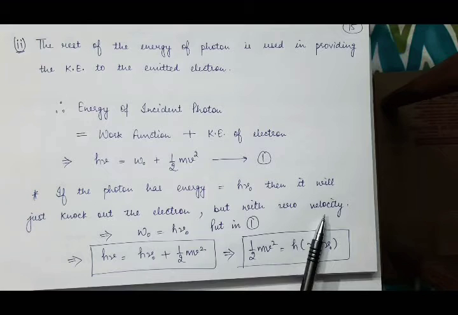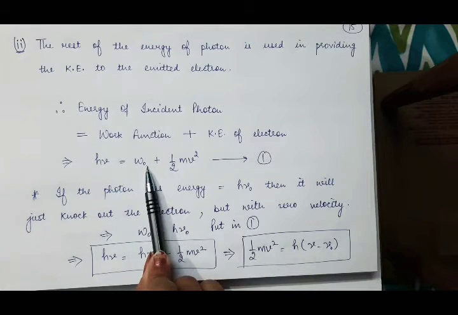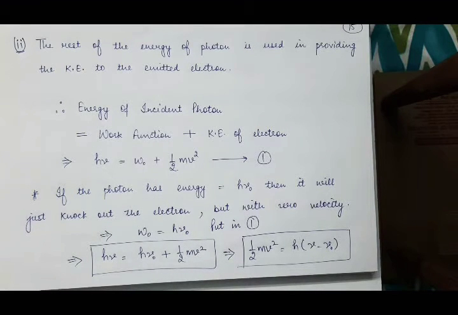So in that case the whole energy of the photon, h nu naught, will be equal to the work function, because the kinetic energy is zero. It means the work function is equal to h nu naught. Now put this value in equation number 1 and what we get is Einstein's photoelectric equation: h nu is h nu naught plus half m v square.